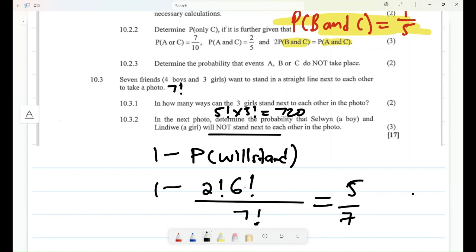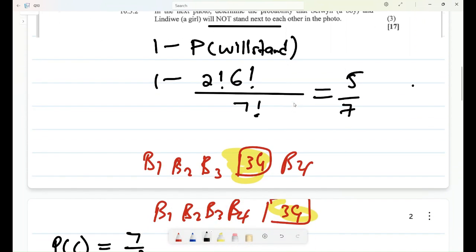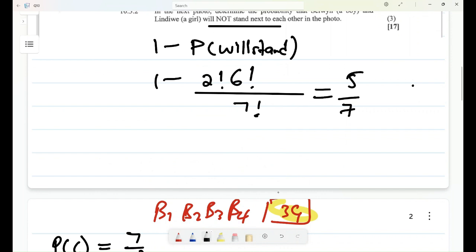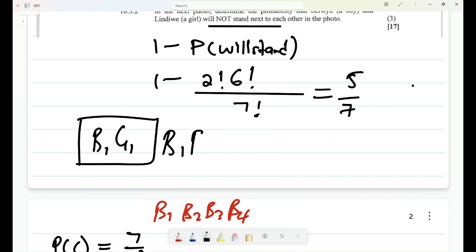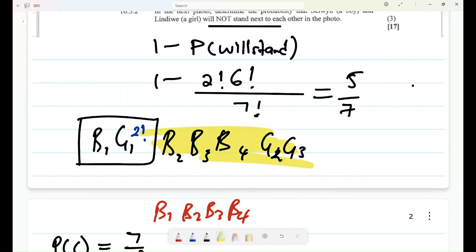Now, how did I get this 2 and 6? Like this. Let's say I want boy 1 and girl 1 to be together like this. Then the other ones can sit randomly. However, I already have boy 1, 2, 3, 4, girl 2, girl 3. Okay, so now you can play. Already inside here, I have 2 factorial waiting for me. Then it's going to be multiplied by the ways in which they can sit, what I showed you earlier before.